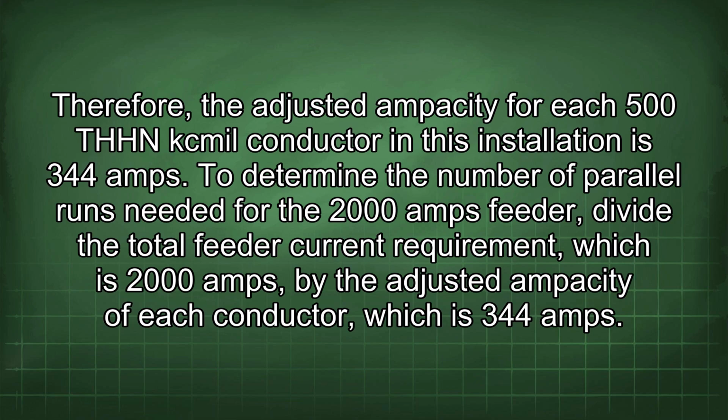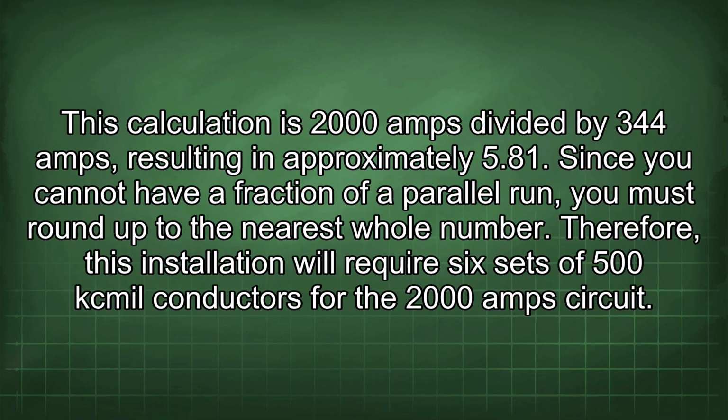To determine the number of parallel runs needed for the 2000 amps feeder, divide the total feeder current requirement, which is 2000 amps, by the adjusted ampacity of each conductor, which is 344 amps. This calculation is 2000 amps divided by 344 amps, resulting in approximately 5.81. Since you cannot have a fraction of a parallel run, you must round up to the nearest whole number. Therefore, this installation will require 6 sets of 500 kcmil conductors for the 2000 amp circuit.